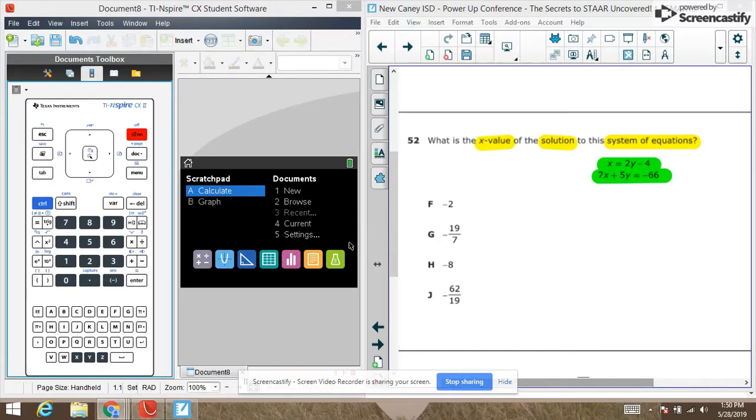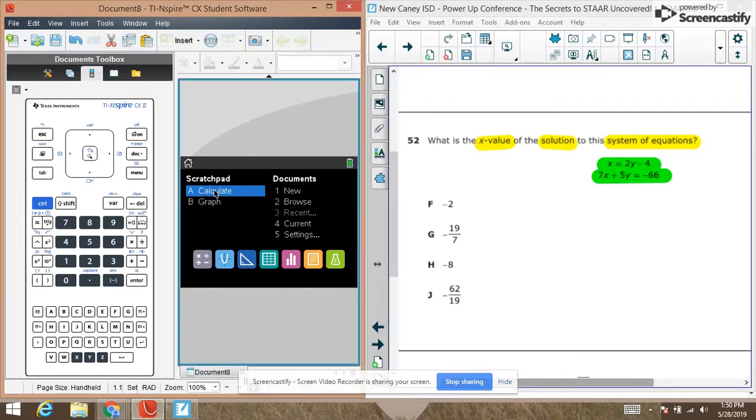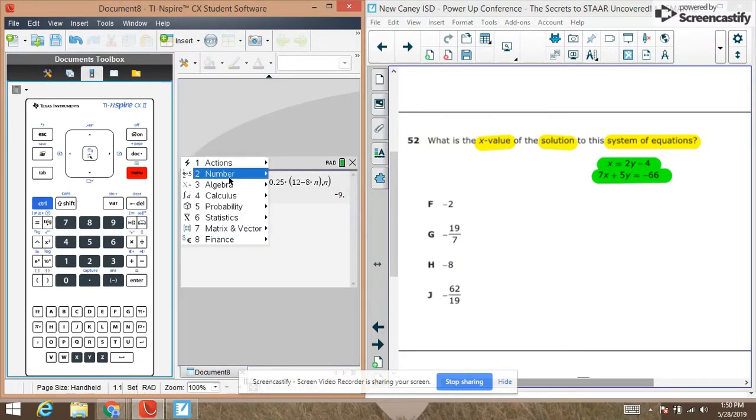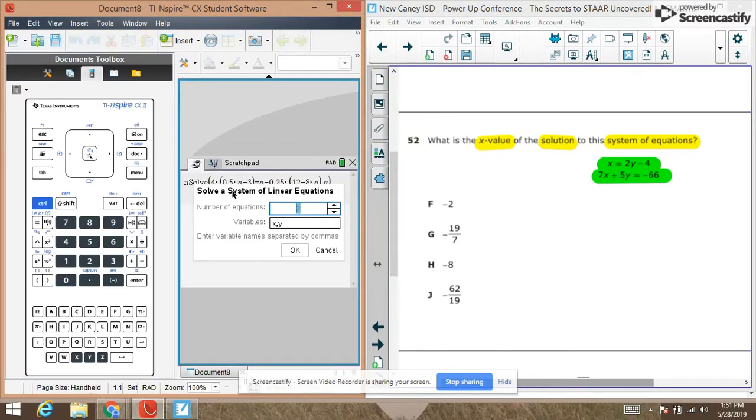You will notice that neither of these equations is in slope-intercept form. So, in order to have our calculator solve it, no matter what form the equations are in, you're going to press the home screen. Then you're going to click on Calculate. And then we're going to press Menu, Algebra, Solve Systems of Linear Equations.